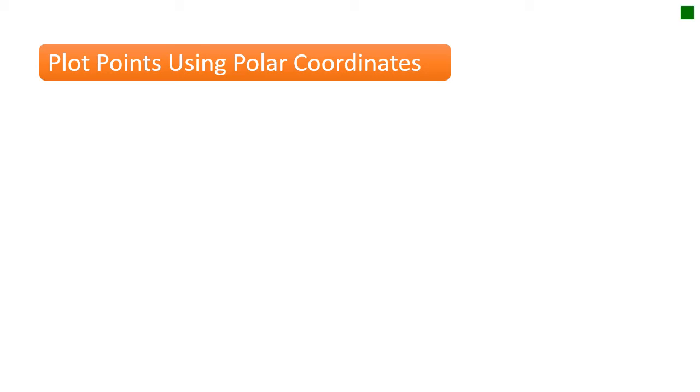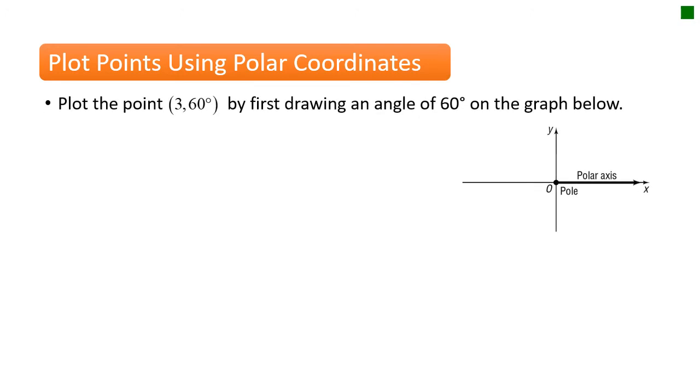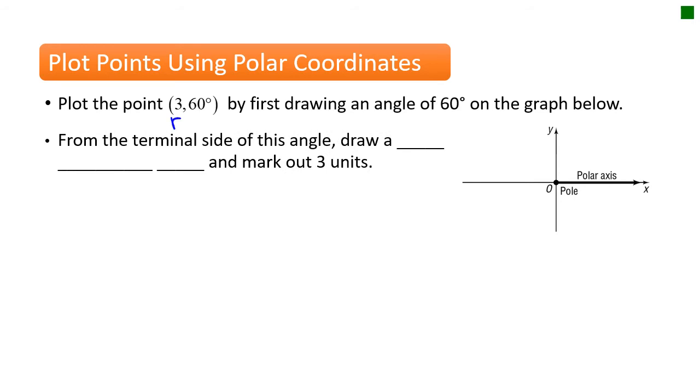Okay, so if we were plotting points using polar coordinates, the first thing that we're going to do is draw 360 degrees. So this is your radius, this is your theta. The first thing we want to do is draw an angle of 60 degrees. An angle of 60 degrees is going to take us to about right here. Now, to deal with this radius, you need to draw a real number line.